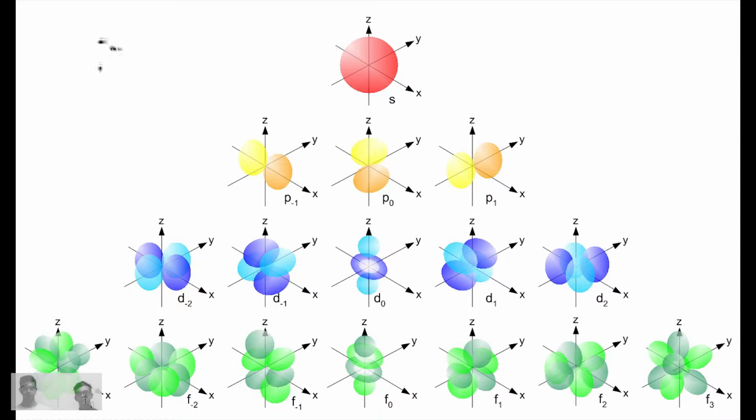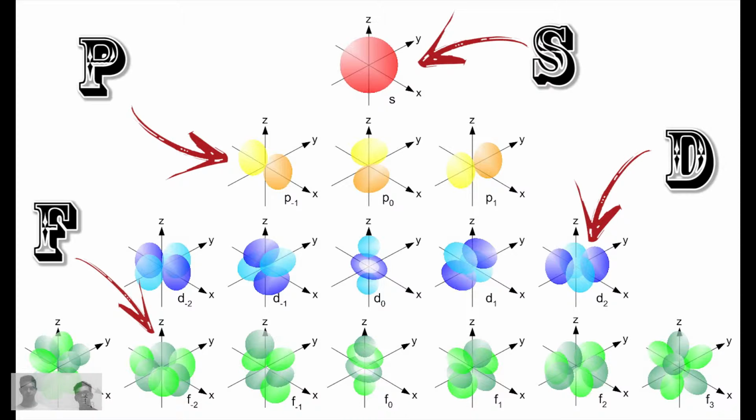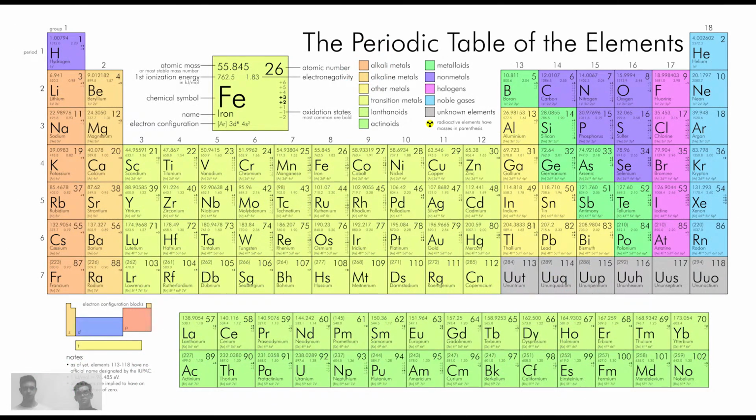The orbital S has a spherical form. The orbital P has a two-lobe form. The orbital D has 4. The orbital F has 6. The periodic table is also divided according to the type of orbital most often occupied.